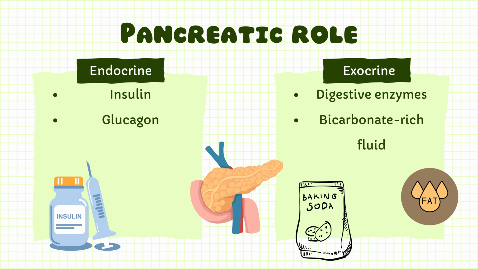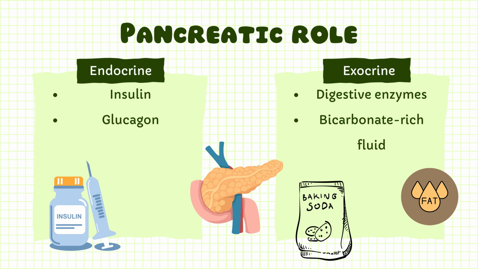The pancreas has both endocrine and exocrine roles. In digestion, we care about the exocrine pancreas, which delivers enzymes and bicarbonate to the duodenum. Secretory cell types: acinar cells produce digestive enzymes. Ductal cells secrete bicarbonate-rich fluid. Both secretions enter the duodenum via the pancreatic duct, joining bile at the ampulla of Vater.